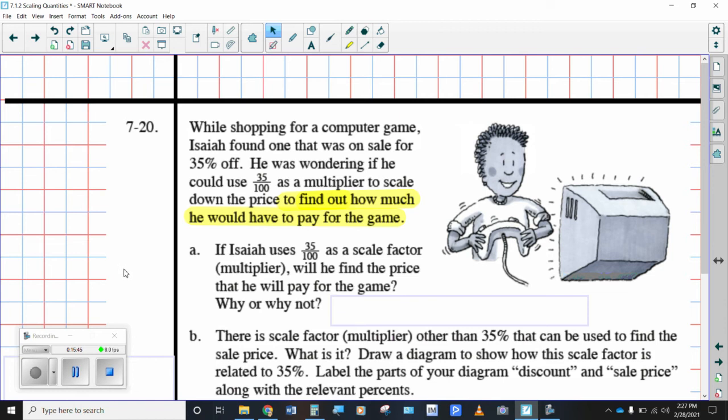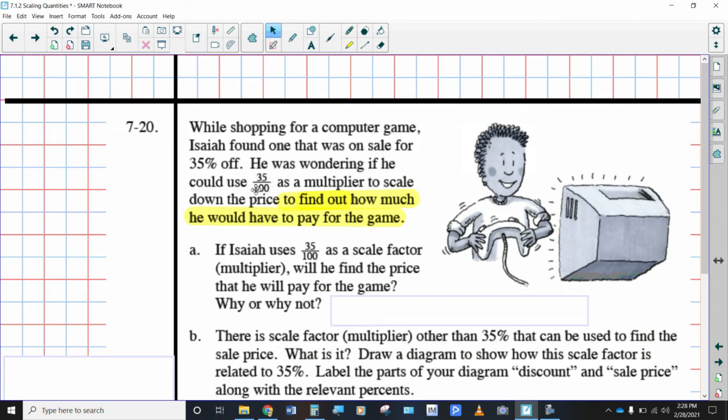All right. While shopping for a computer game, Isaiah found one that was on sale for 35% off. He was wondering if he could use 35/100 as a multiplier to scale down the price to find out how much he would have to pay for the game.